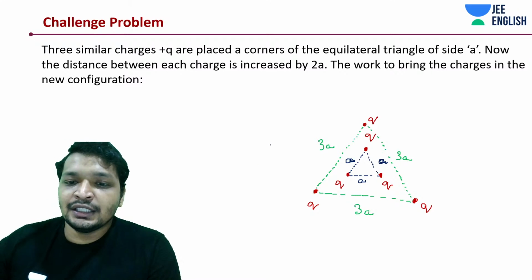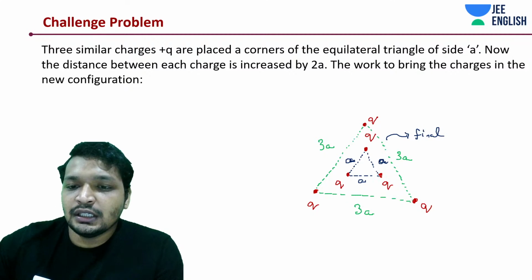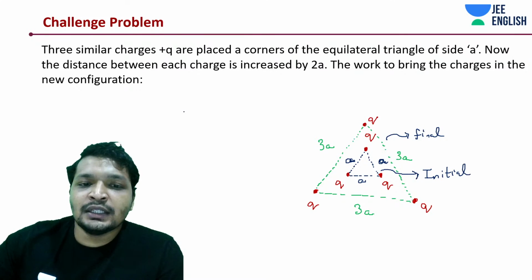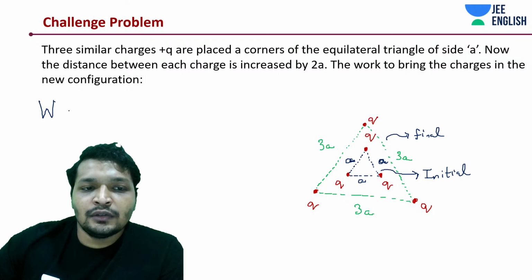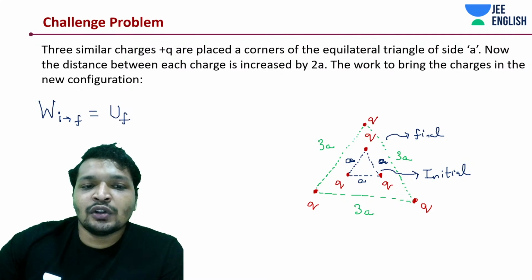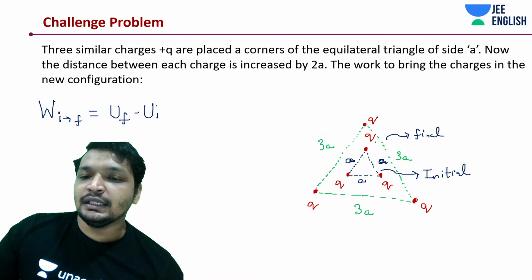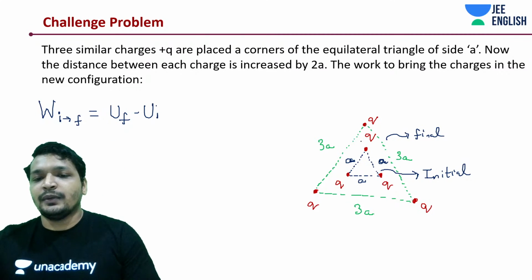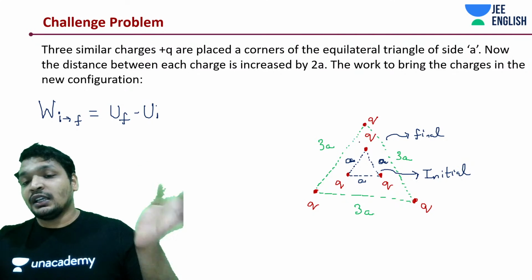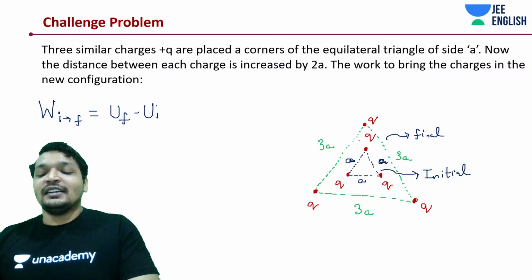Now if this is the initial and this is the final, we can comfortably label it. This is the final configuration of the charges and this is the initial. What is the work done? Work done from initial to final is going to be U final minus U initial. What is U initial in this case? You're going to add up all these 3, right? K Q Q by A, K Q Q by A, K Q Q by A. Let me write it down.